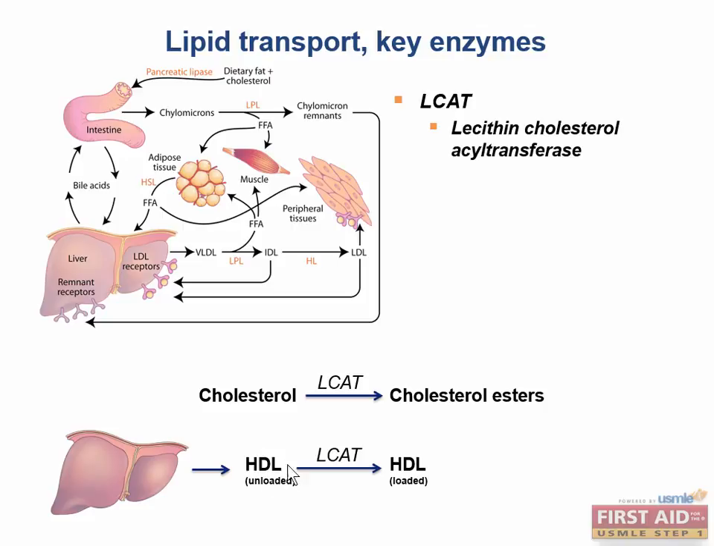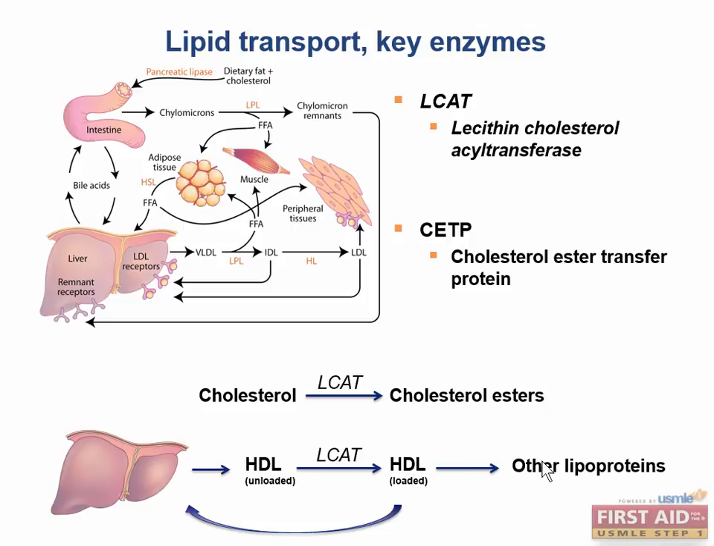HDL that is not loaded with cholesterol is going to travel to the liver, meet with this LCAT enzyme, and load up on cholesterol. So here our loaded HDL can take two paths. It can go back to the liver, effectively reducing the amount of cholesterol systemically, or it can transfer cholesterol esters to other lipoproteins. CETP, or cholesterol ester transfer protein, is the enzyme that mediates the transfer of cholesterol esters to these other lipoproteins such as our VLDL, IDL, or LDL.